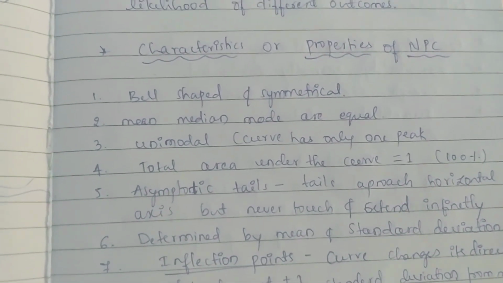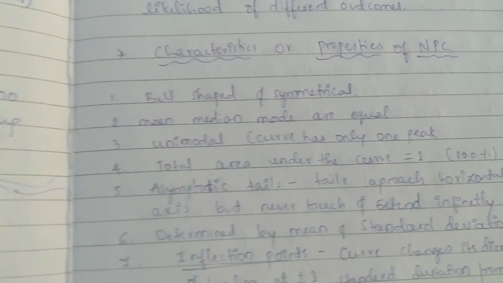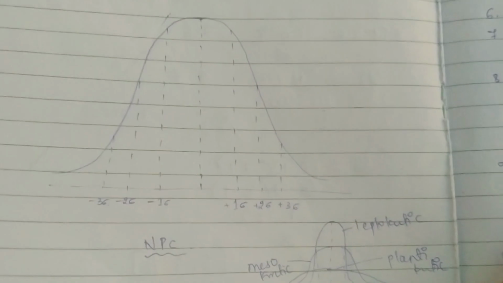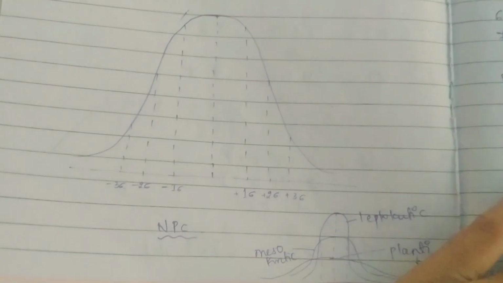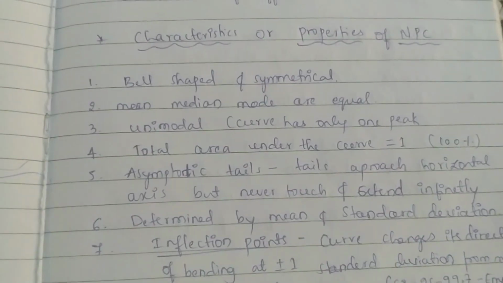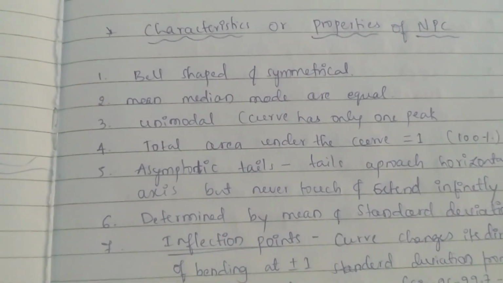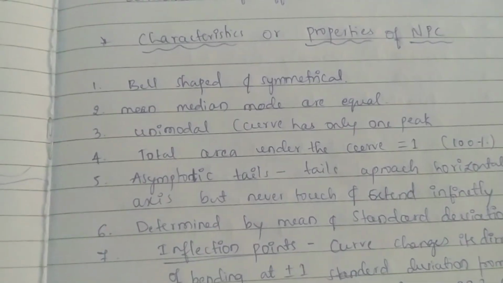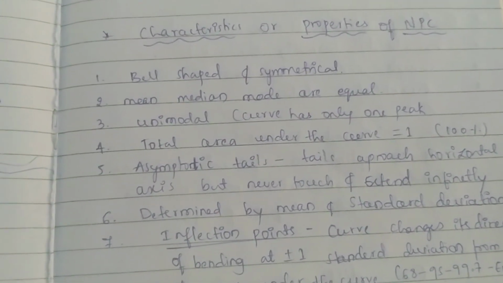The probability curve is a bell-shaped and symmetrical curve. How does it appear? It appears like this. It is bell-shaped, with a symmetrical distribution of data. So we call it the normal probability curve, or bell-shaped curve, or symmetrical curve. Here, mean, median, and mode are all equal.